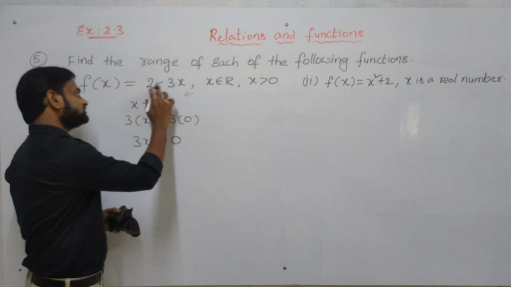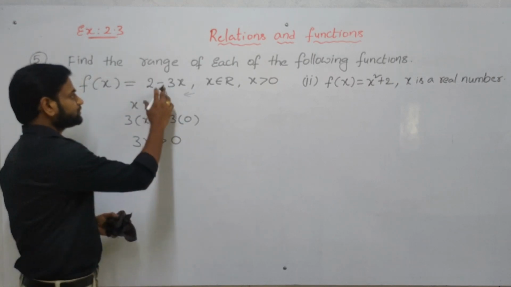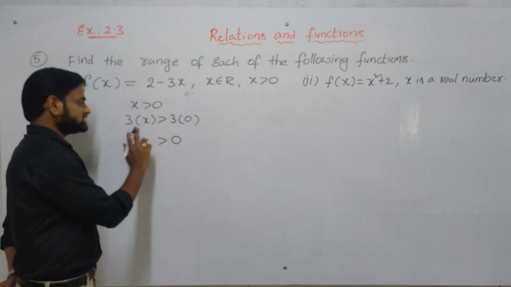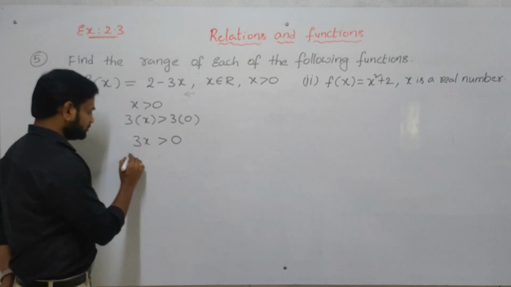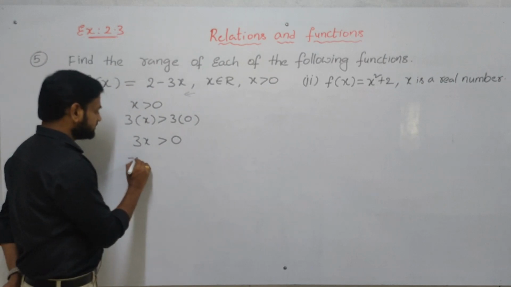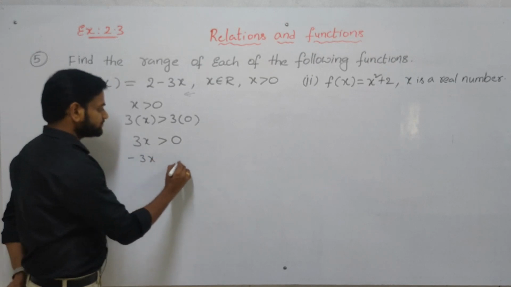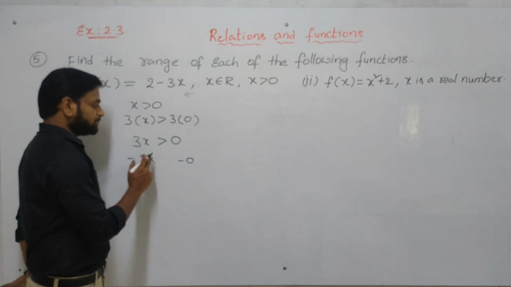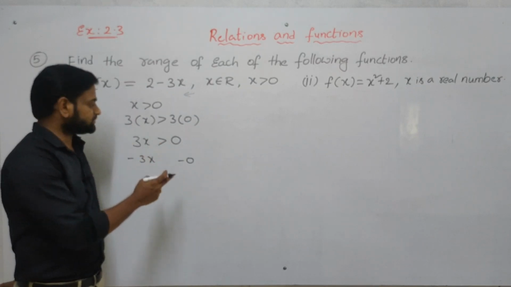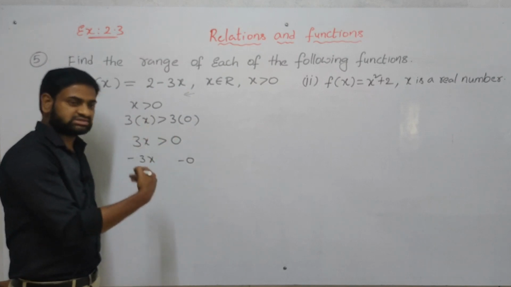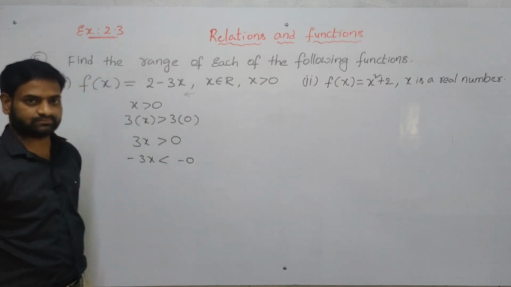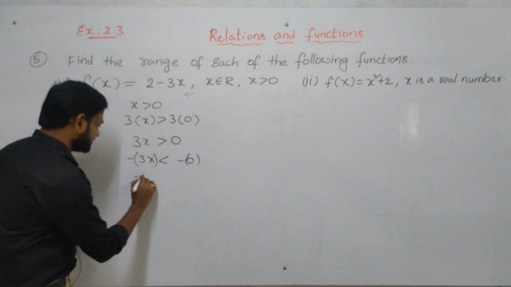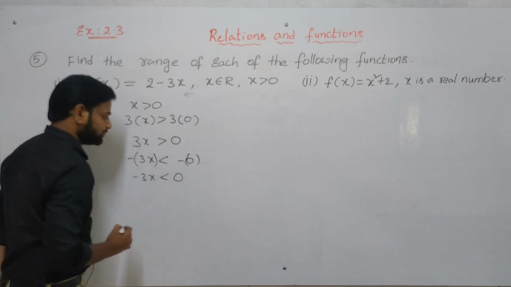Next, after 3, what is the sign? Is it plus or minus? It is minus. So multiply by minus on both sides. Minus 3x, and minus 0. When you apply minus on both sides, greater than becomes less than. So it is minus 3x less than 0.